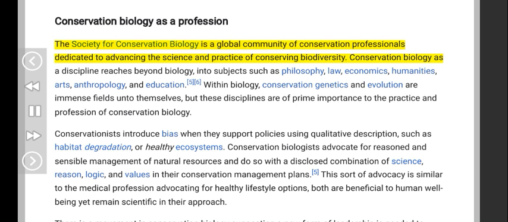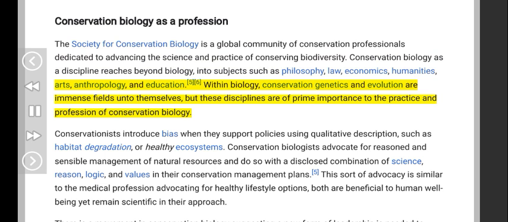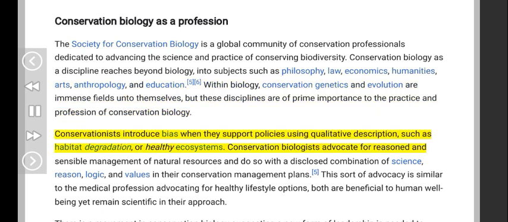conserving biodiversity. Conservation biology as a discipline reaches beyond biology, into subjects such as philosophy, law, economics, humanities, arts, anthropology, and education. Within biology, conservation genetics and evolution are immense fields unto themselves, but these disciplines are of prime importance to the practice and profession of conservation biology.